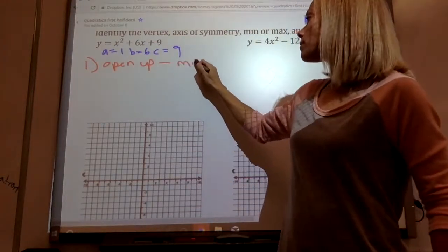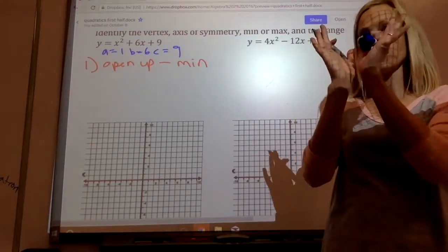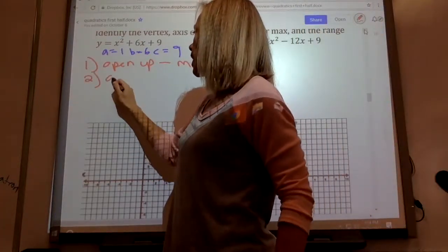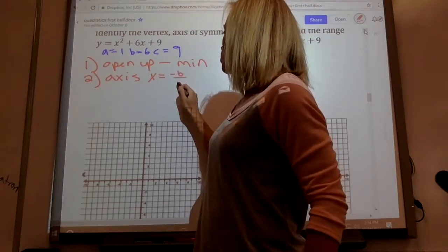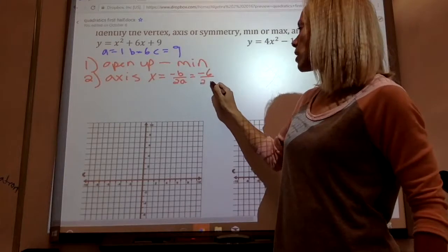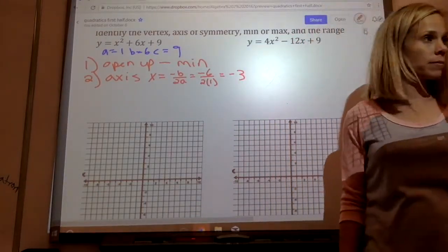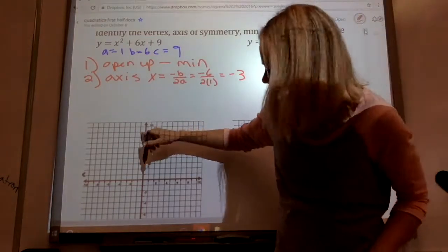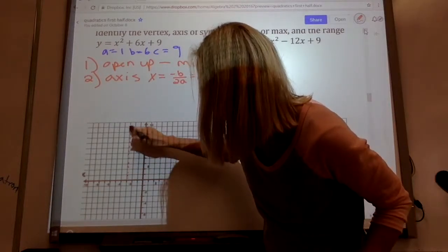A min, very good. It's a minimum if it's opening up, right? Because there's a minimum value, I go up forever. And then step 2 is to find my axis of symmetry. So negative b over 2 times a, which is going to be negative 6 over 2 times 1, which is negative 3. And then that's the first thing I can graph. I can go negative 3 and put in my axis of symmetry.